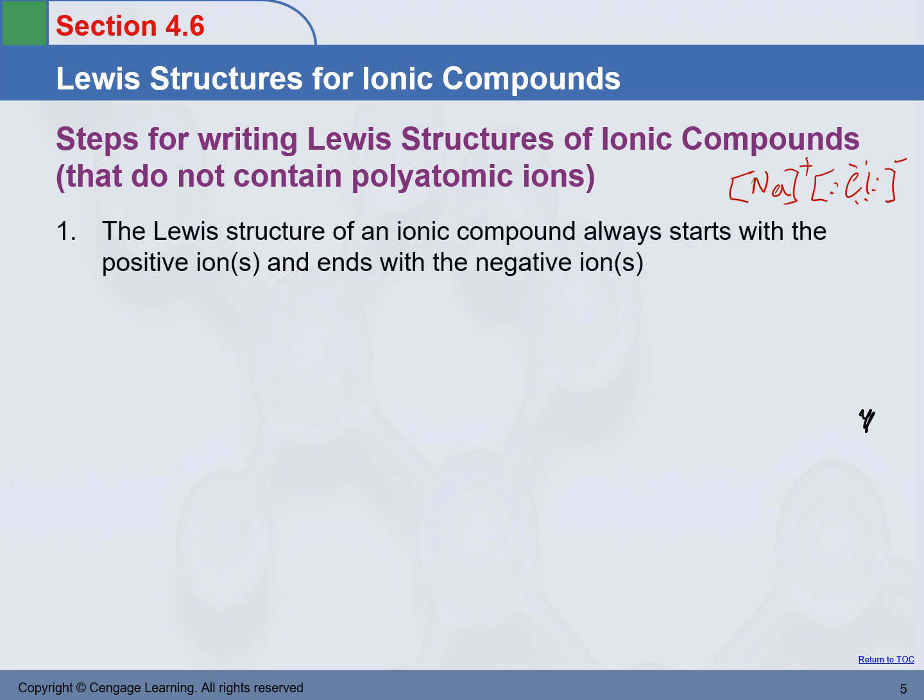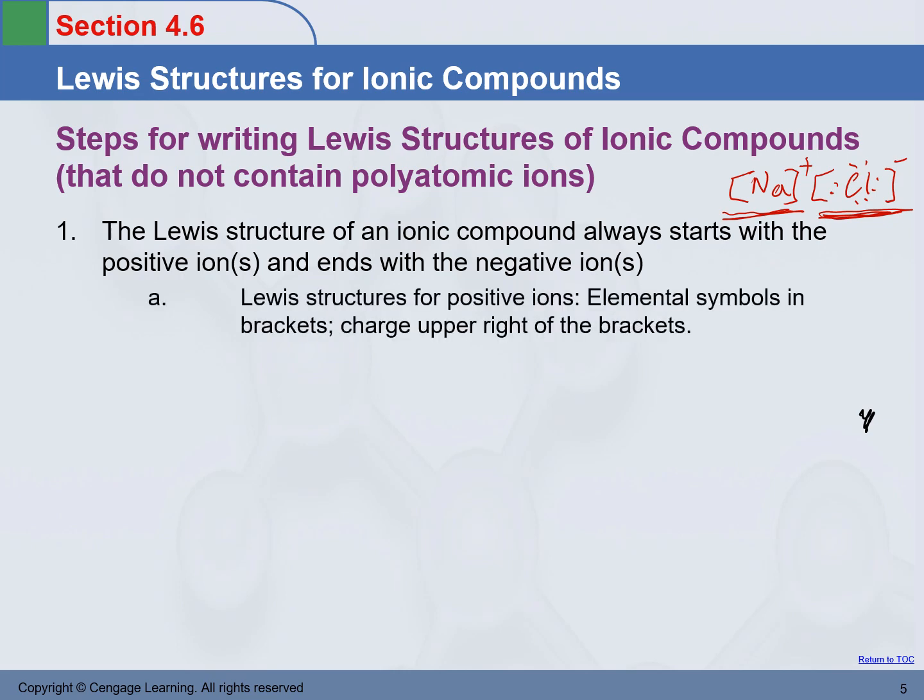Step number 1, the Lewis structure of ionic compounds always starts with a positive ion and ends with a negative ion. That's exactly what we saw earlier on the last slide. Positive sodium first, negative chlorine later. Now, to write the Lewis structure of a positive ion, you put the elemental symbol in the bracket. That's what we did for sodium. Elemental symbol in bracket, and you put a charge on the upper right of the bracket.